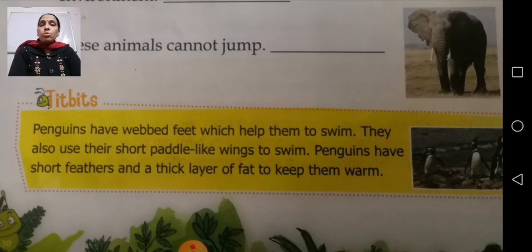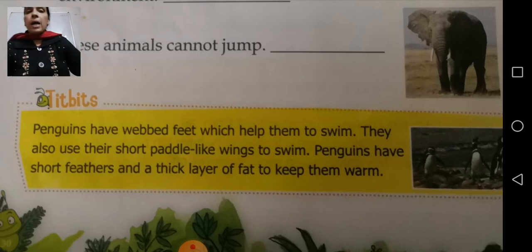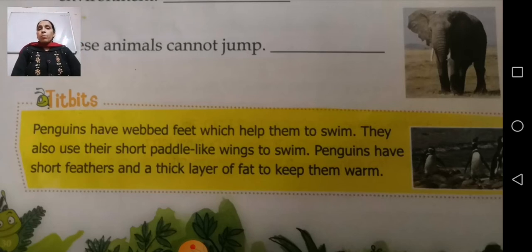Now they also use their short paddle-like wings to swim. Now penguins have short feathers and a thick layer of fat to keep them warm. So these are the tidbits related to the penguin. And again, very important, a penguin has webbed feet which help them to swim.